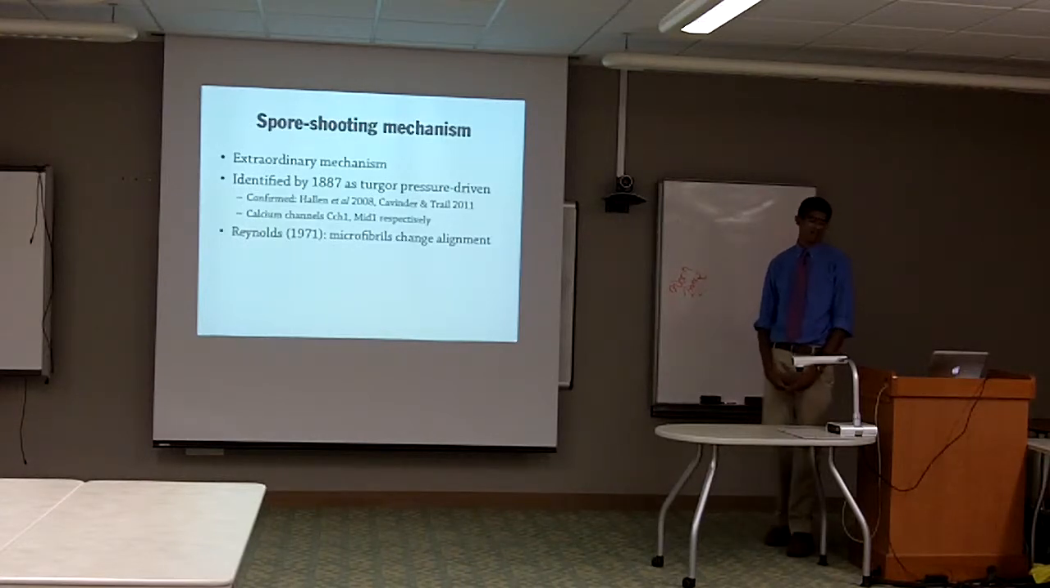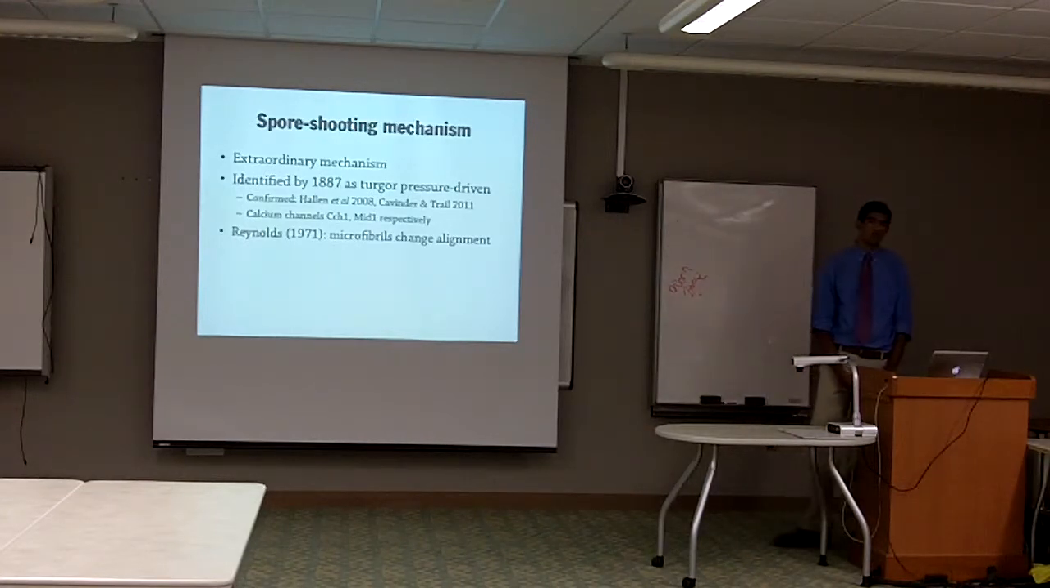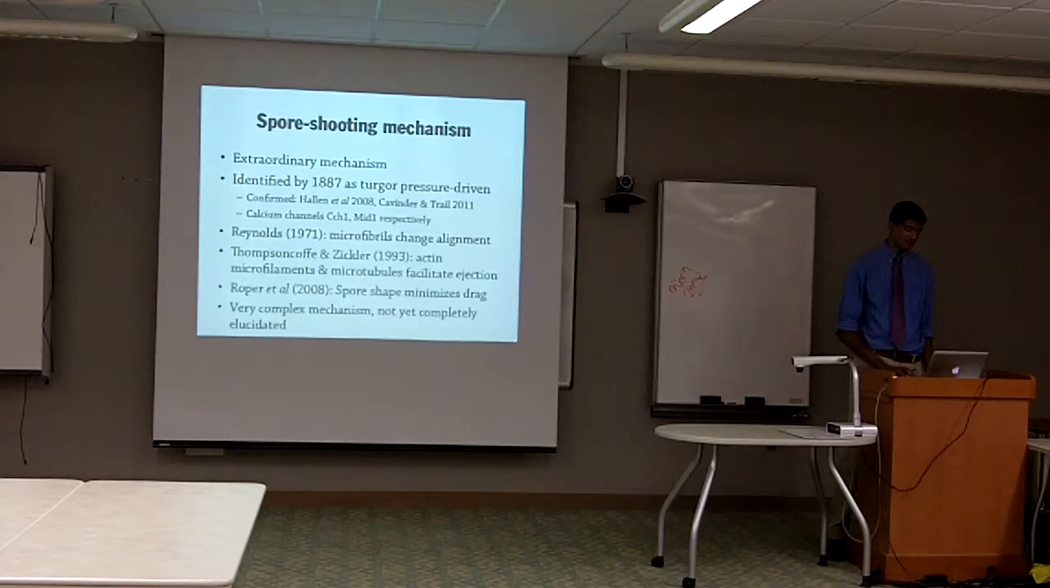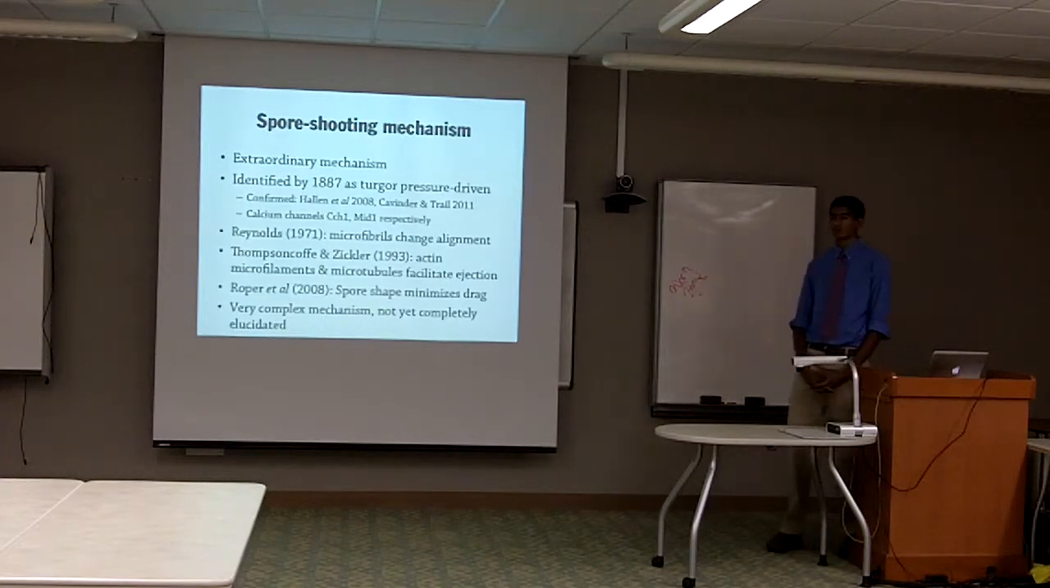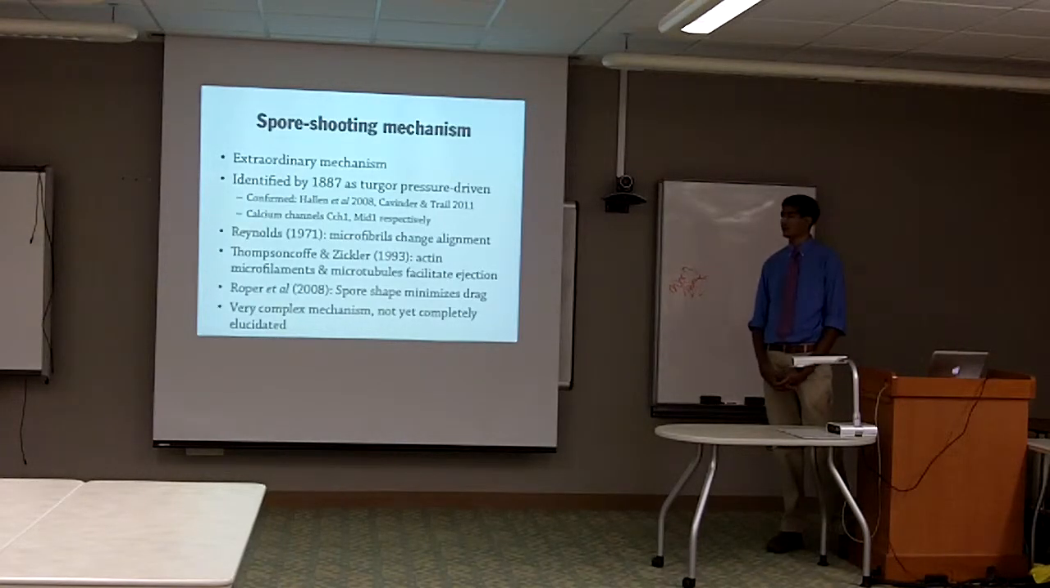In 1971, Reynolds described how microfibrils on the wall of the ascus are able to rapidly change alignment at the same precisely coordinated instant, which forces all the spores out at the same time. And in 1993, two other scientists described an array of actin microfilaments and microtubules, and these can facilitate ejection of the spores by forcing everything out in one cohesive unit, which reduces drag.